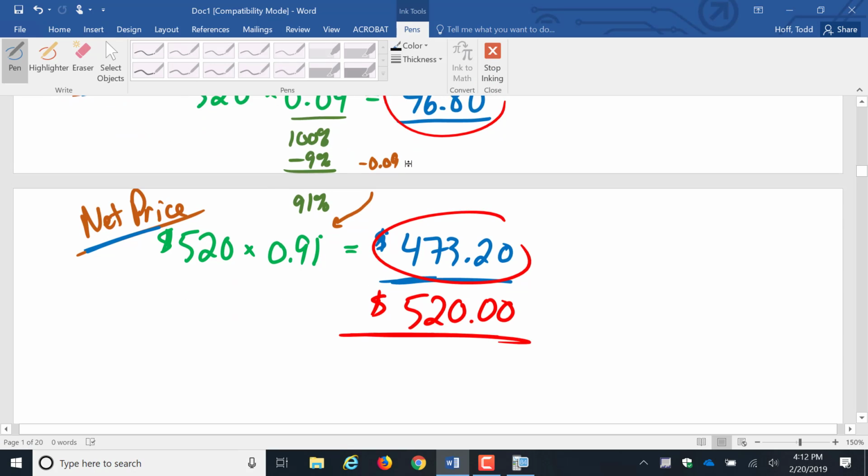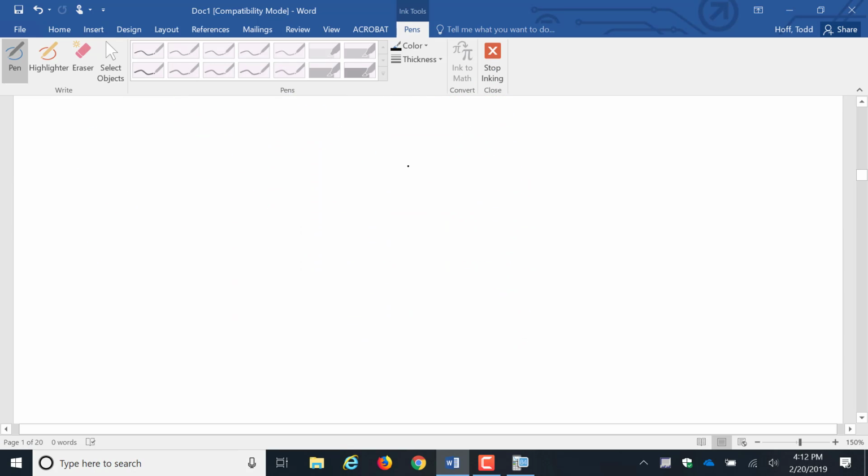Now there are cases where a producer might give multiple trade discounts. Again, I'm not going to get into the reasons. There's incentives and other things. These are called chain trade discounts.